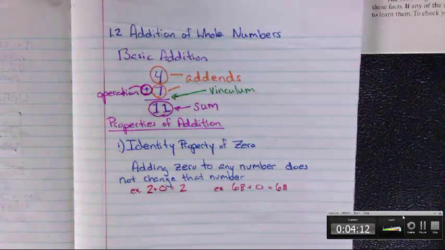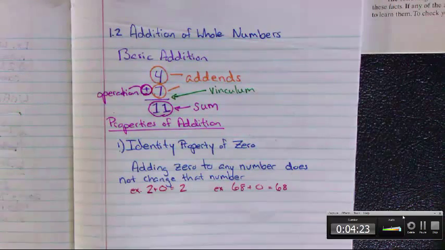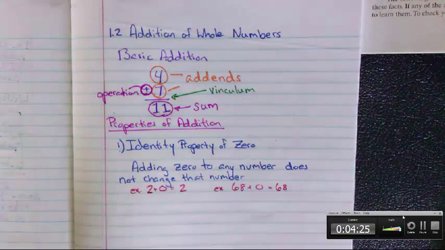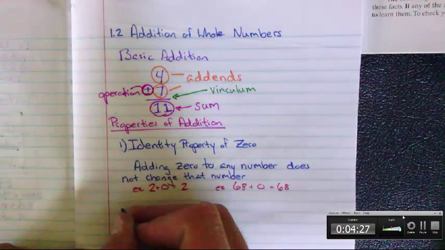Now, the identity property is of 0. That deals with addition, but it does not deal with multiplication. Because if you multiply a number by 0, what do you get? 0. You get 0, so it does change that number. But we'll get to that when we get to multiplication. But that's the first property.